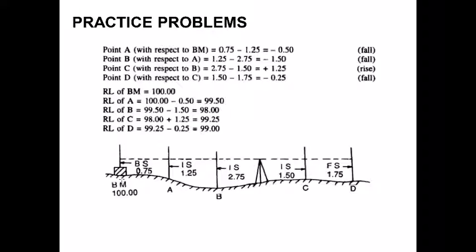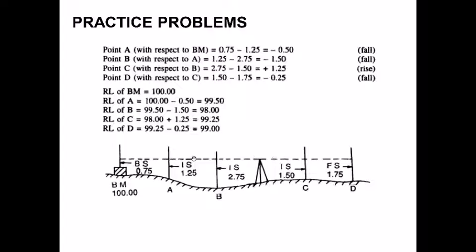As the benchmark is 100, the first reading is taken at the benchmark. That is the backsight, and it is 0.75. The second reading is taken at the point A, which is the intersight, and it is 1.25. The difference between the backsight and the intersight is negative 0.5. That means there is a fall. So you will subtract 0.5 from 100. That will give you the reduced level of the point A, which is 99.5. Now we will forget about the first point. Now we have the reduced level of the point A, and this is our new benchmark.